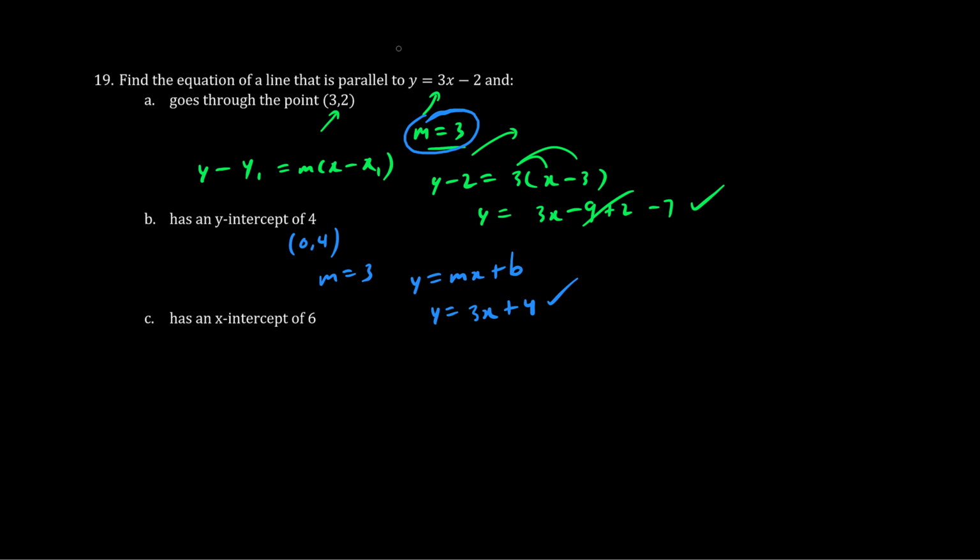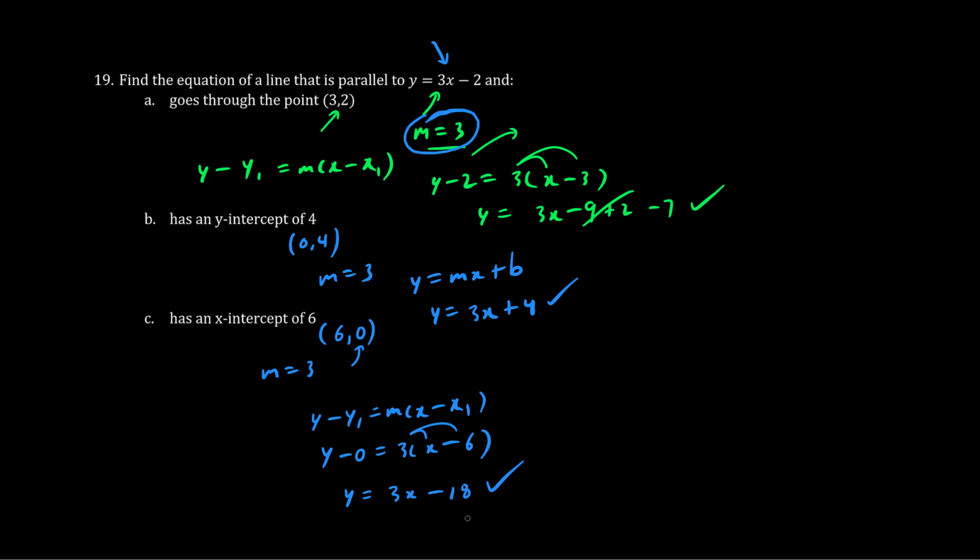Now what if we have a slope of 3, and the x-intercept is 6, which means that the point is (6, 0)? The opposite of x, which is y, is 0. So let's try using slope-point form. y minus y1 is equal to the slope times (x minus x1). We'll just use distribution here. y equals 3x minus 18 would be our new line equation.